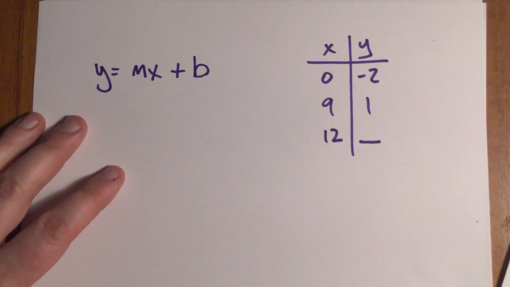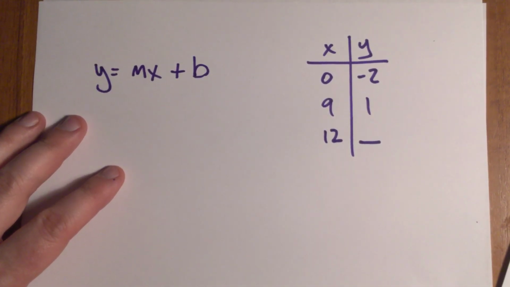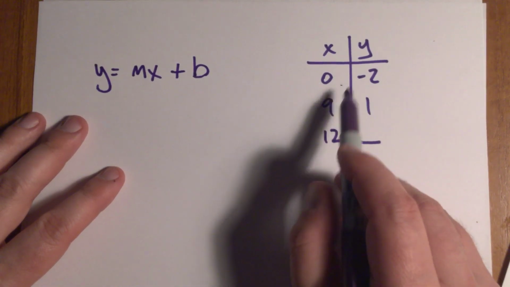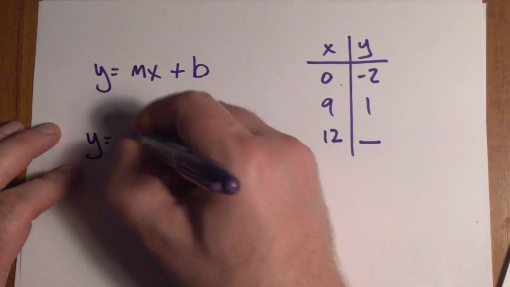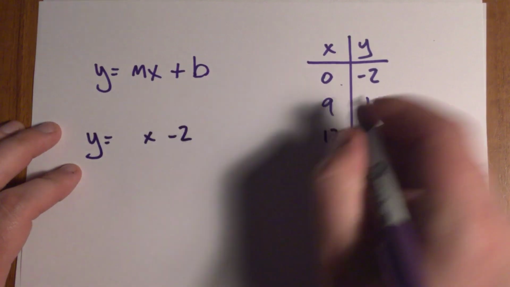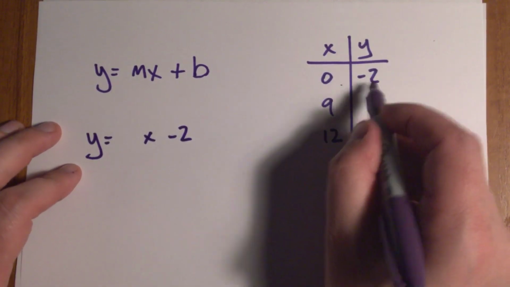This one gives it to you. So I have it right here. 0 and negative 2, that's the y-intercept. Okay, so it's going to be something times x minus 2. There's the y-intercept. When x is 0, y is negative 2.